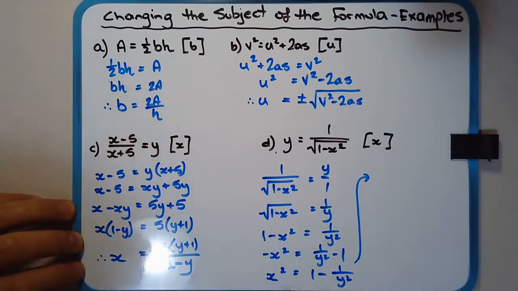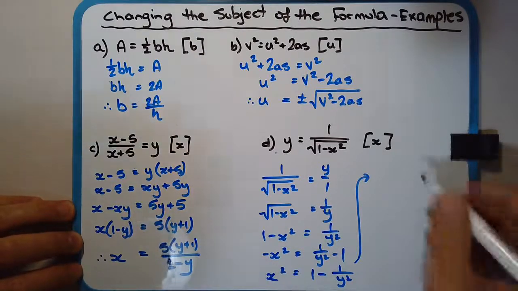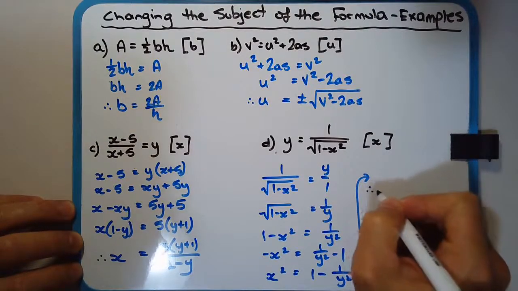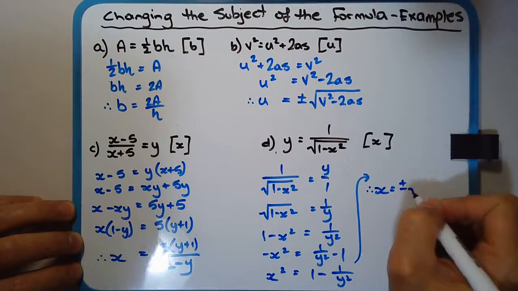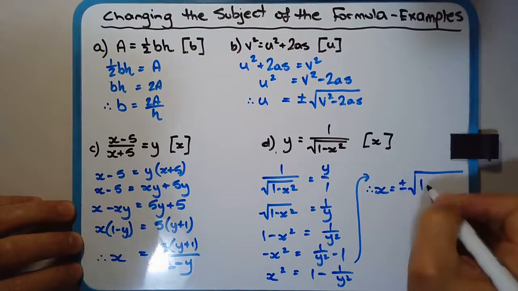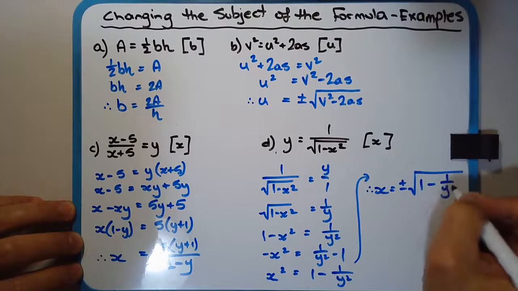And then we'll take the square root. Because we're taking, again, the square root of a square number, it'll be a plus or minus answer. So therefore, x is equal to plus or minus the square root of 1 minus 1 on y squared.